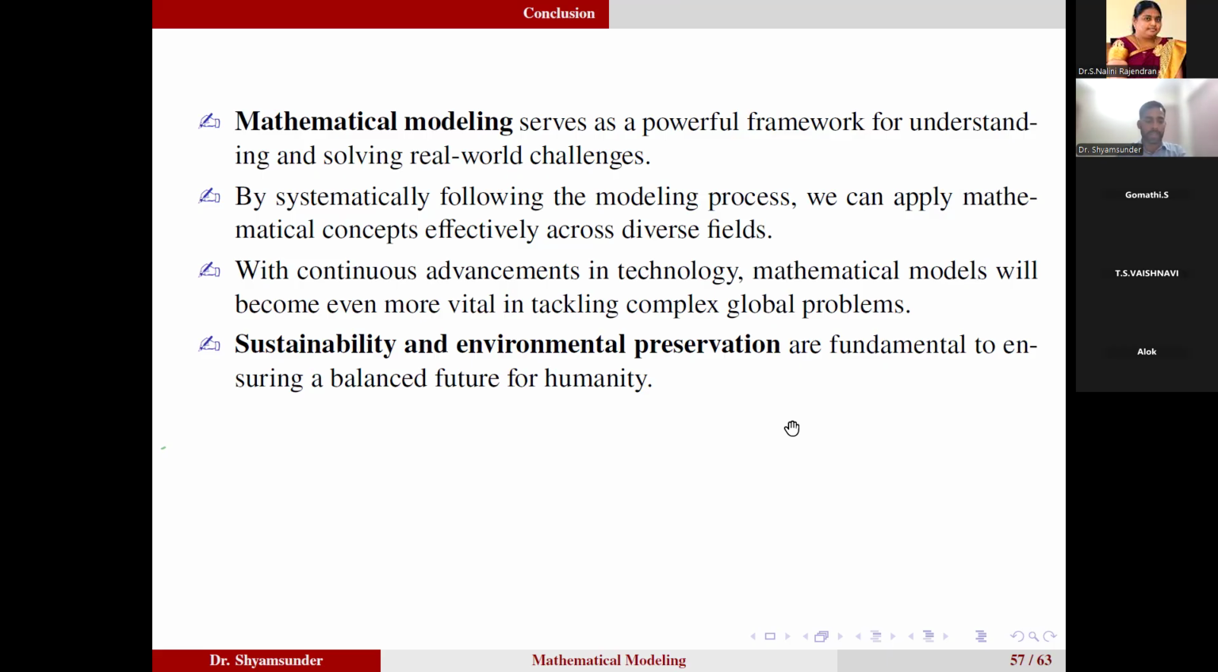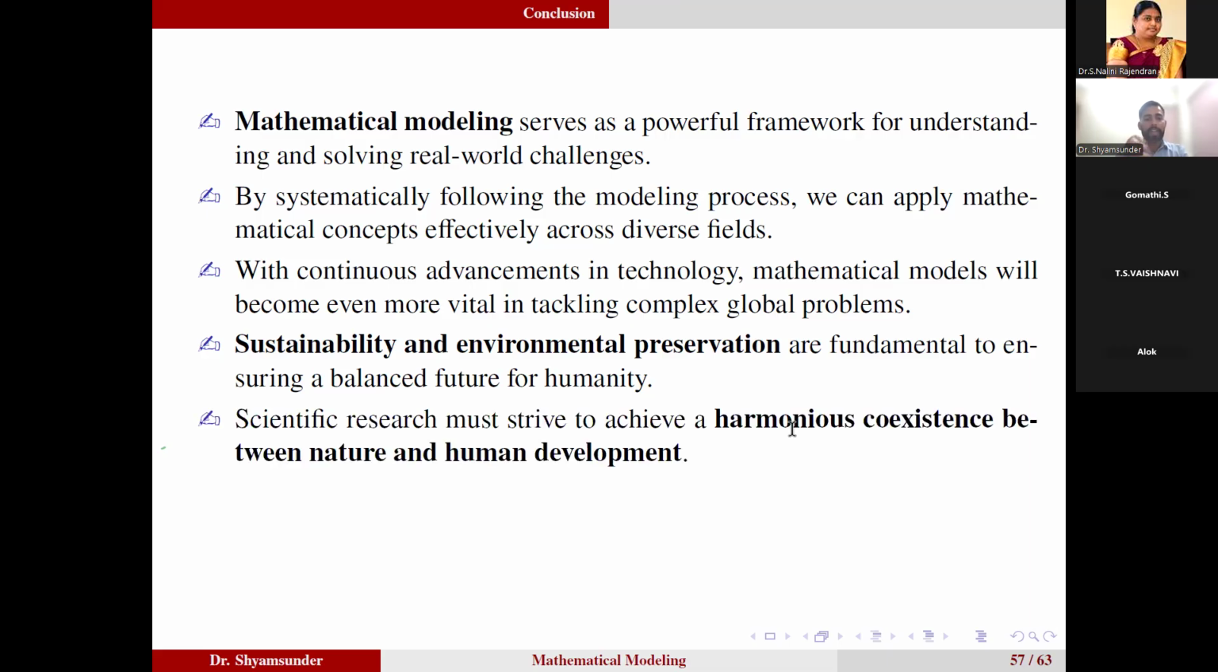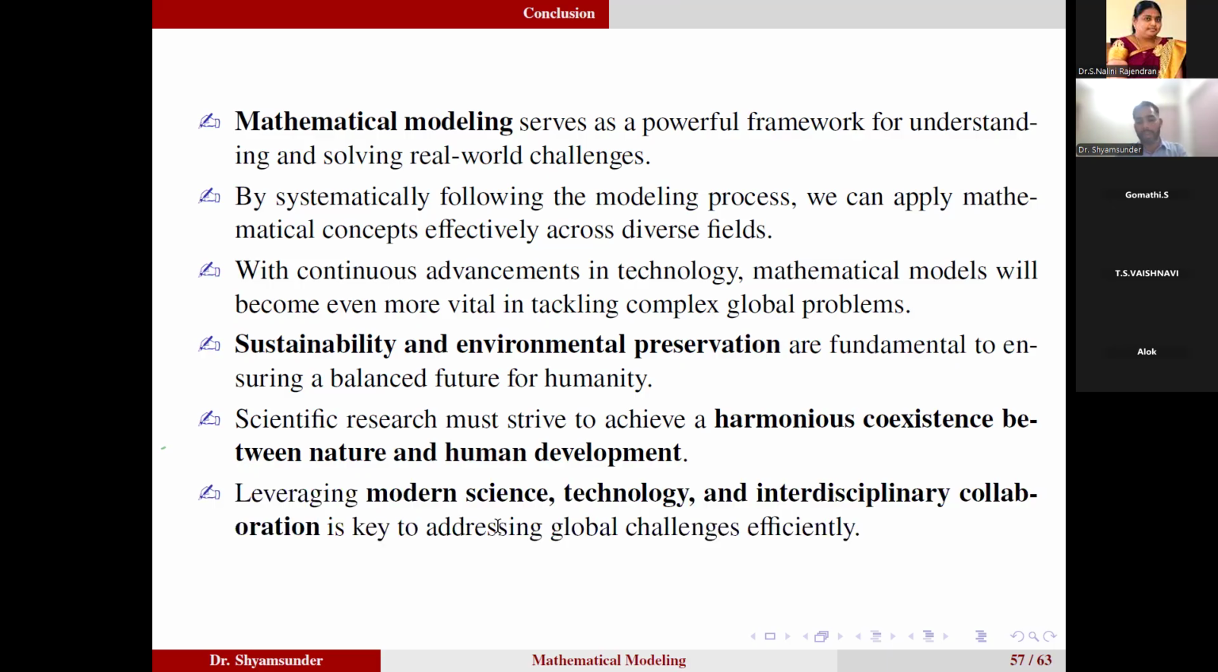The main task is sustainable development and the balancing of major resources: air, water, earth, and energy are the major resource parts. Scientific research must strive to achieve a harmonious coexistence between nature and human development. Leveraging modern science, technology, and interdisciplinary collaboration is the key to addressing global challenges effectively. Without interdisciplinary work it is not possible, because all sciences and all things are interlinked.